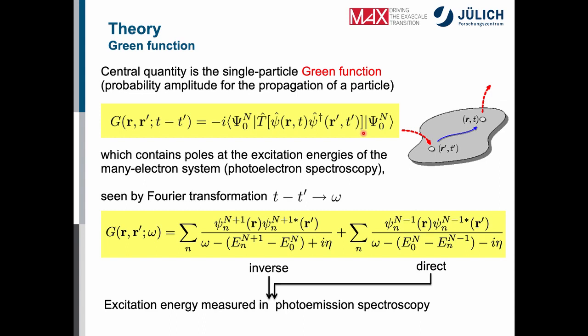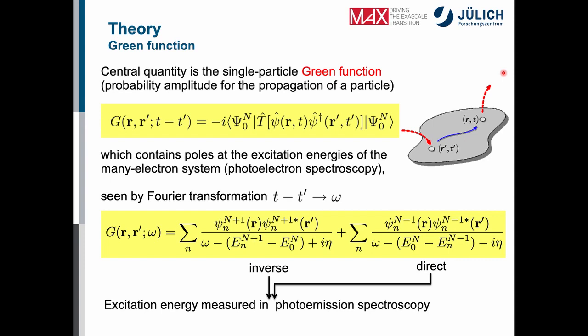The Green function is the quantum mechanical probability amplitude for a propagation process of an additional particle. The particle can be an electron or a hole. It is injected into the many-body system at the point r prime at time t prime, and it propagates to the point r at a later time t when it is removed from the system.